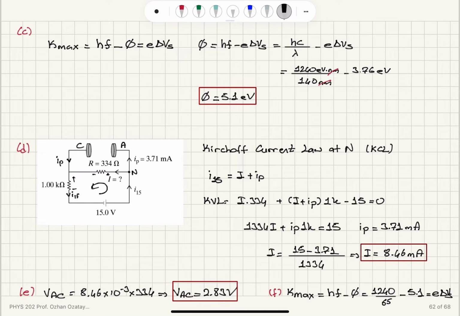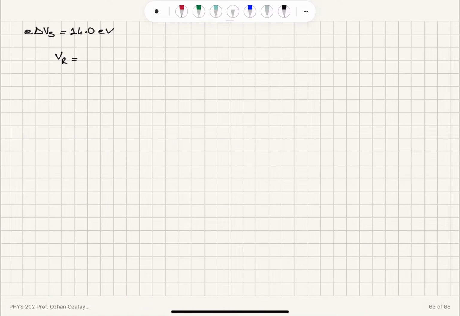That's going to be equal to, using the voltage divider, because I want to know the new value of the resistance here, 15 volts times R divided by R plus 1K, and that's 14 volts. So 14R plus 14K is equal to 15R. So that means the resistance should be equal to 14 kilo ohms.